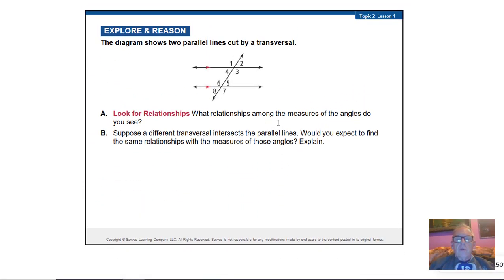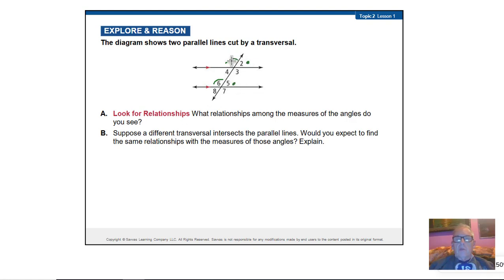So this diagram shows two parallel lines that are cut by a transversal. What relationships among the measures of the angles do you see? Well, we can see that angle 1 and angle 3 have to be congruent because they're vertical angles, but it also appears that angle 1 and angle 6 are actually the same size. It looks like angle 2 and angle 5 match up.